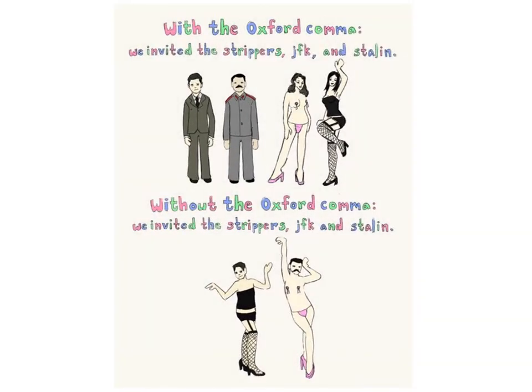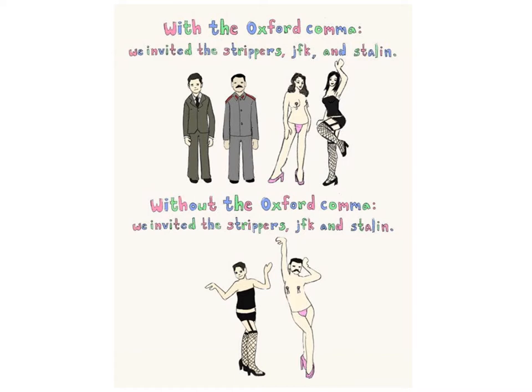And here's a funny little illustration of why the Oxford comma is a really important thing. You may have seen this online before, but with the Oxford comma, we invite three different sets of people, right? We invite the strippers, we invite JFK, and we invite Stalin. Those are our three items in the series.